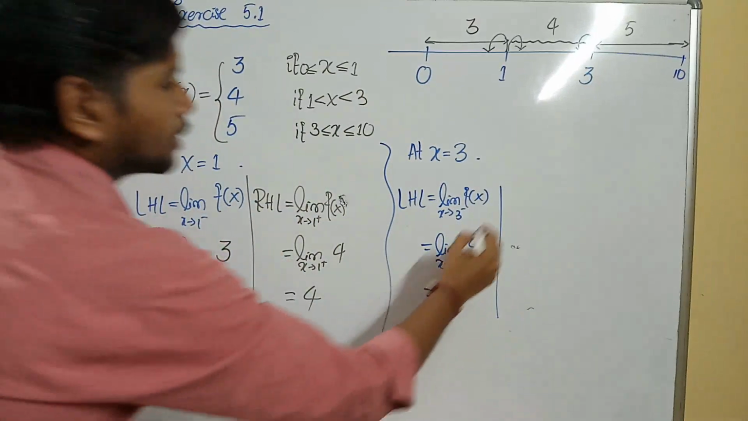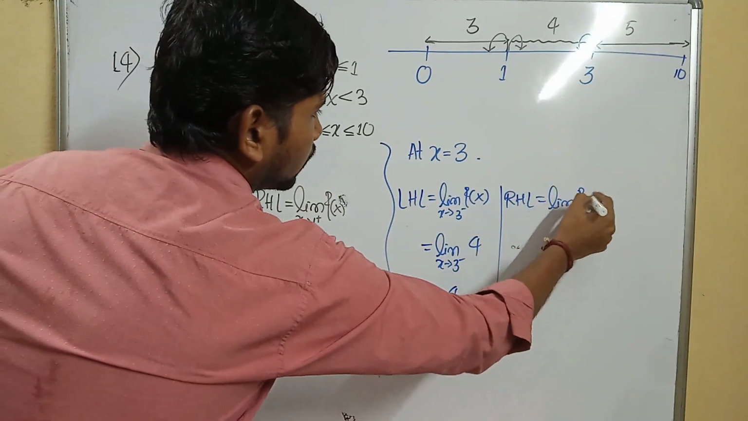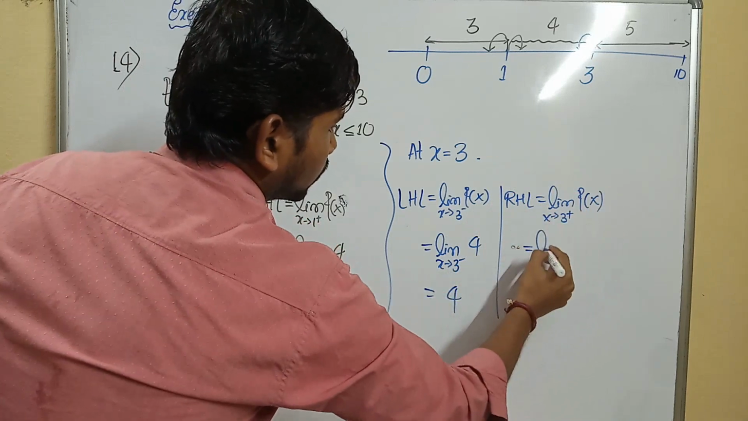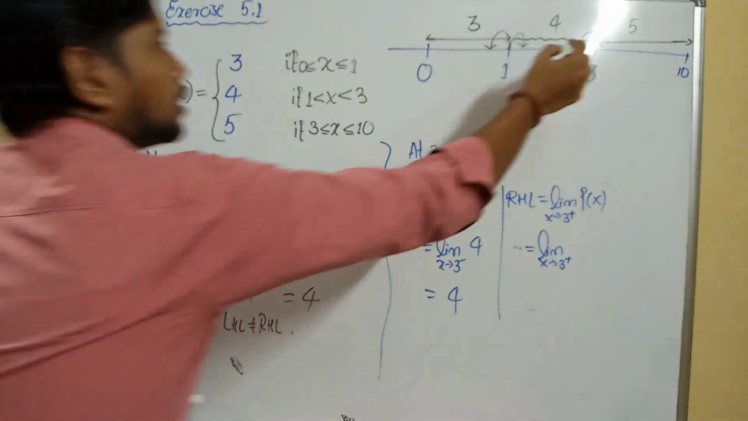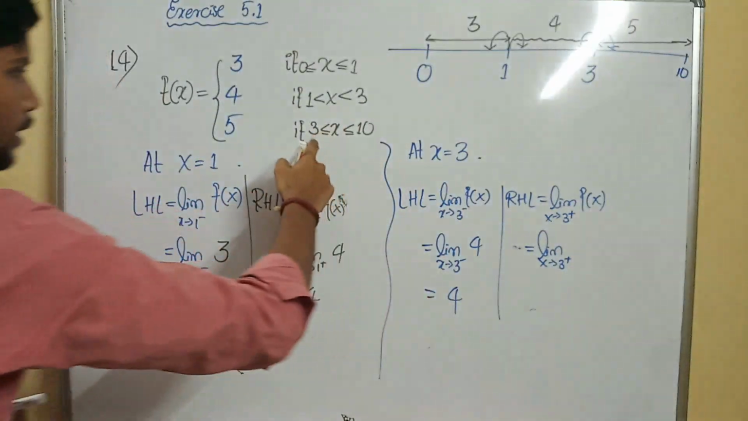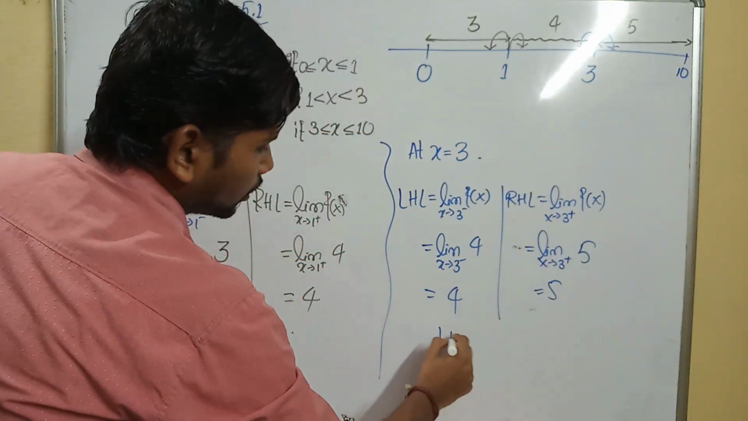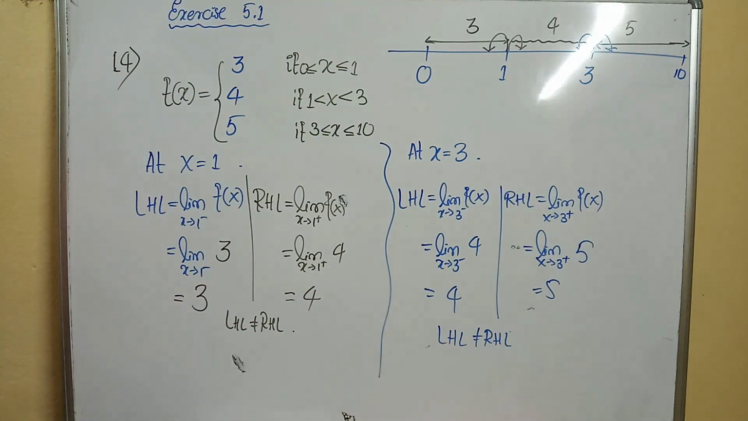What about the RHL value? Can you say? RHL value will be limit of f of x as x tends to 3 plus. What is 3 plus? The 3 plus value will be 5. Greater than 3 will be 5. Okay, it will be 5. LHL is not equal to RHL. It means the points of discontinuity are 1 and 3.